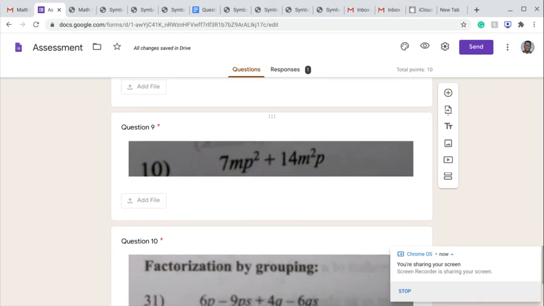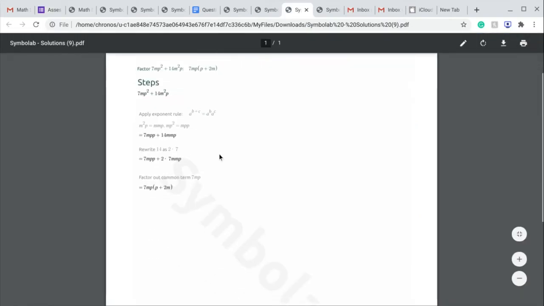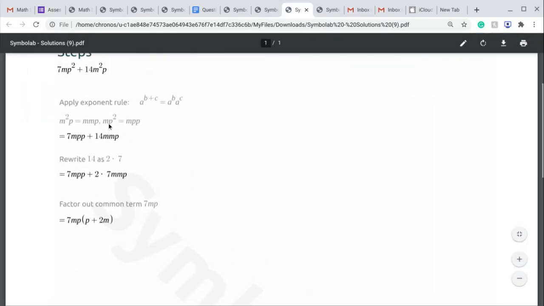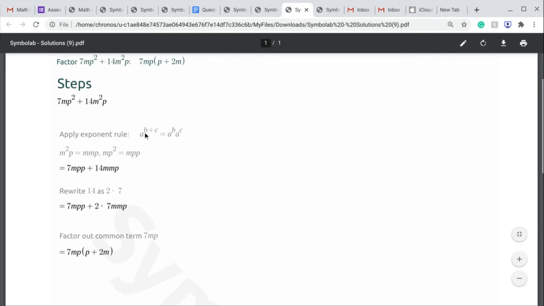Question 9 says 7mp squared plus 14m squared p. Let's look at that quickly. So 7mp squared, look closely now. It's the same thing as before. So we're applying the exponent rule, right?